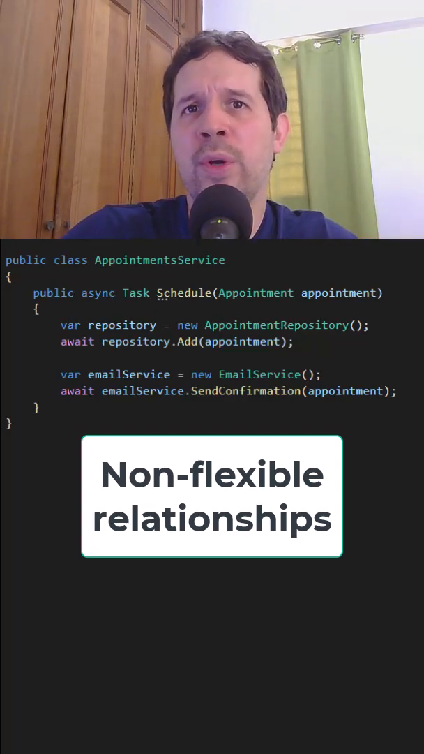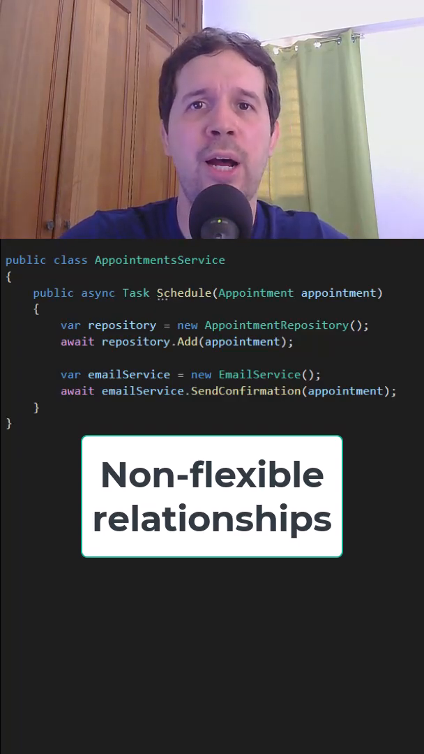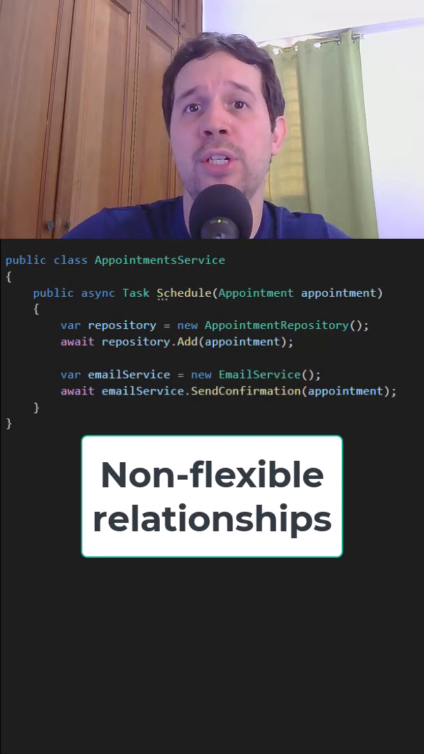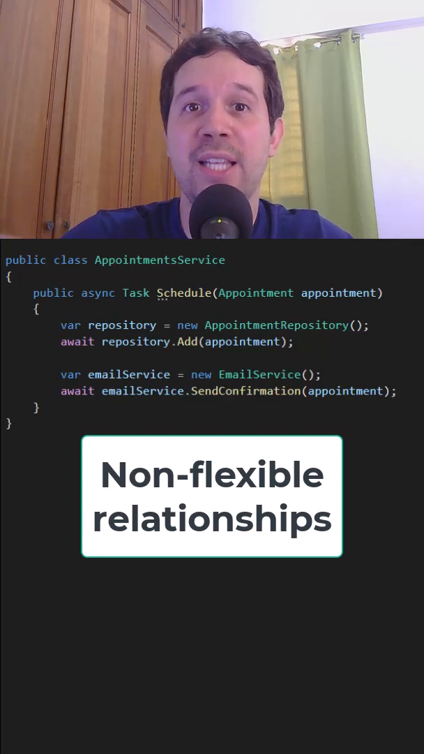What if tomorrow we want to change the implementation of the repository so that we use Entity Framework Core, or Dapper, or SQL Server, or Postgres? Or what if we want to change the notification system? Instead of notifying by email, we want to notify by WhatsApp. With this design, we're stuck.